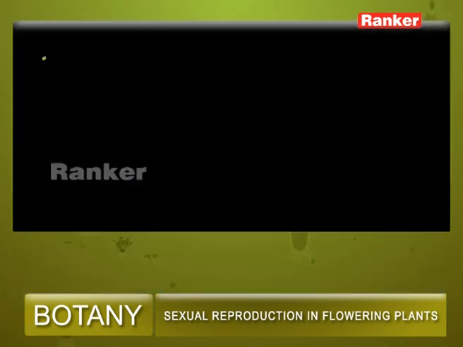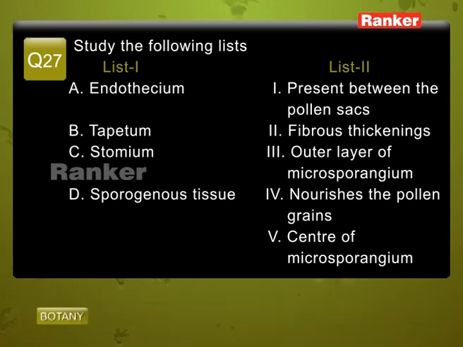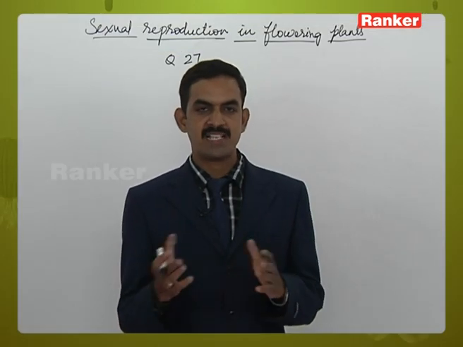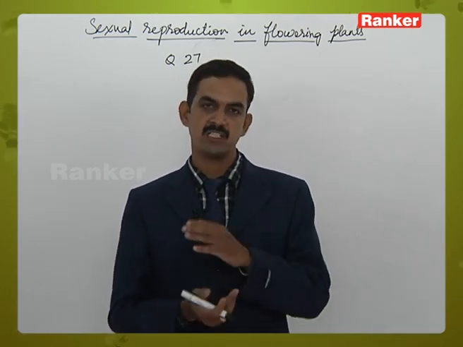Question number 27, study the following list. List 1: A. Endothecium, B. Tapetum, C. Stomium, D. Sporogenous tissue. List 2: 1. Present between the pollen sacs, 2. Fibrous thickenings, 3. Outer layer of microsporangium, 4. Nourishes the pollen grains, 5. Center of microsporangium. From the options that have been given, we have to identify the correct match of list 1 and list 2.